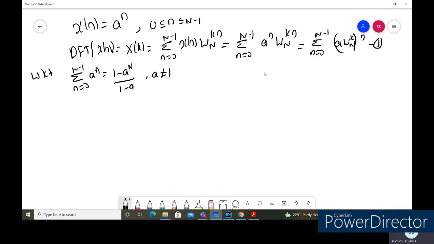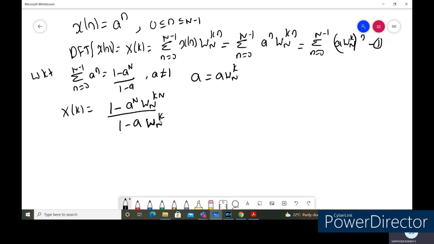Now equation 1 is in terms of a to the power of n. So the value of a here is a into omega N to the power of k. Let us substitute that and evaluate the formula. So X of k will become equal to 1 minus a to the power of N into omega N to the power of kN, divided by 1 minus a into omega N to the power of k.